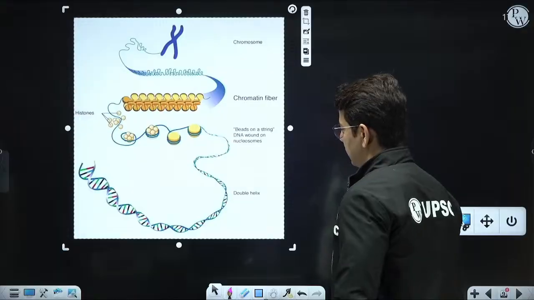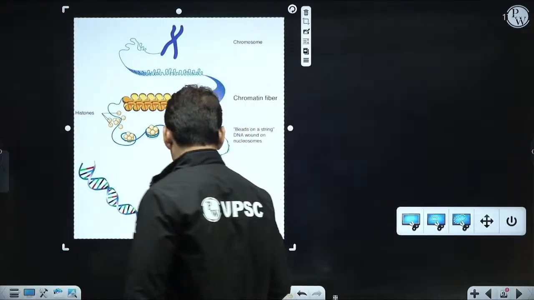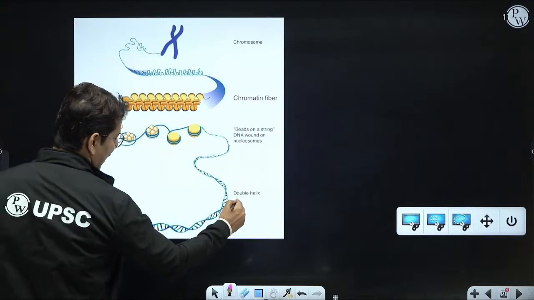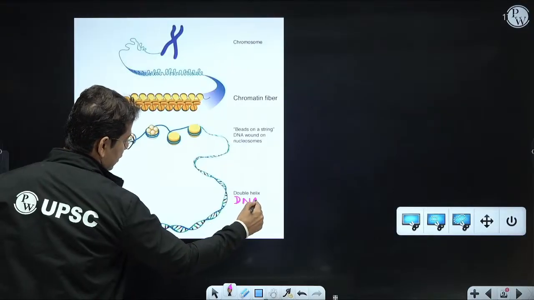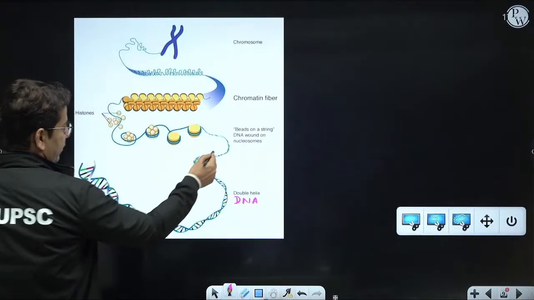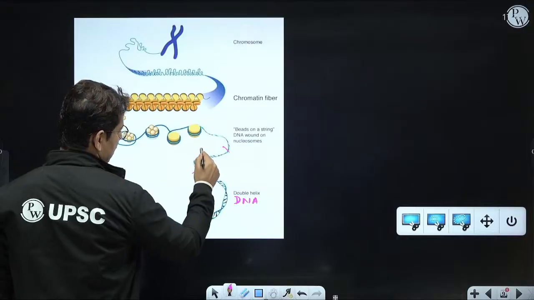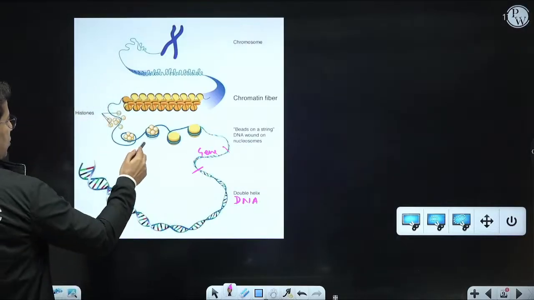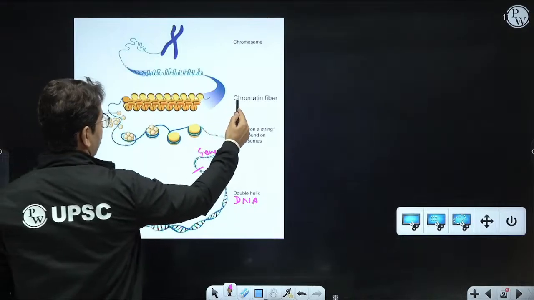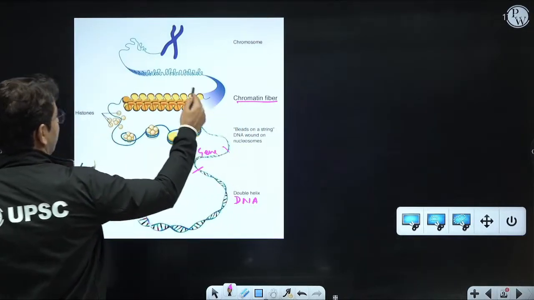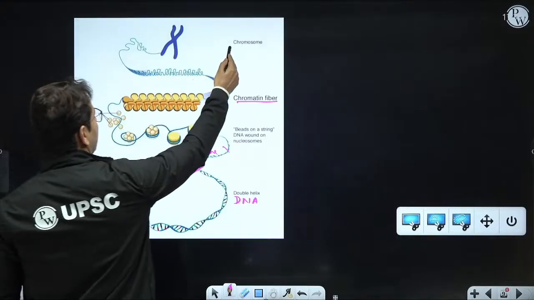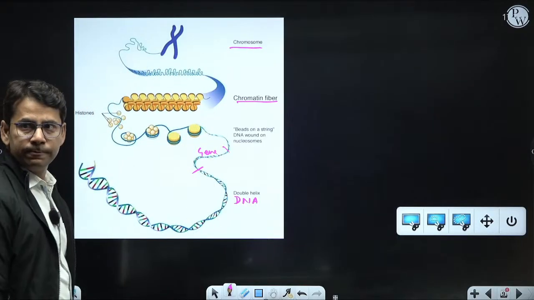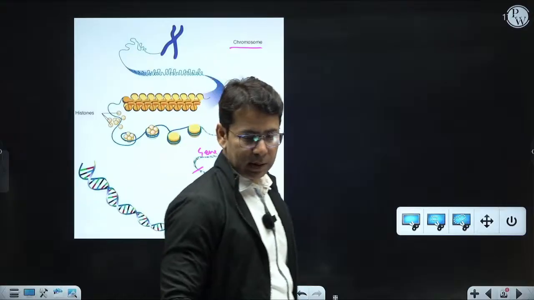Can you see this? So this is DNA. This is double helix DNA. And a segment of DNA would be known as a gene. And then this gene with histone protein, this is histone, it will make chromatin fiber. And then chromatin fiber will condense together to form a chromosome. Right? Is it okay?